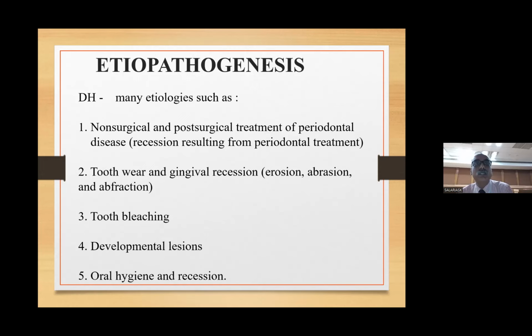When we are talking about the etiopathogenesis, there are different issues that may be one of the causes for eliciting dentinal hypersensitivity. It may be non-surgical or post-surgical treatment of periodontal disease. It may be tooth wear or gingival recession, the wasting diseases. It may occur after tooth bleaching. It may be because of a developmental lesion, or because of oral hygiene and gingival recession associated causes. Those may be the most probable etiological factors that elicit the different types of dentinal hypersensitivity.